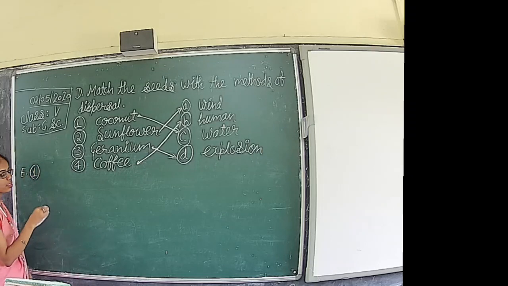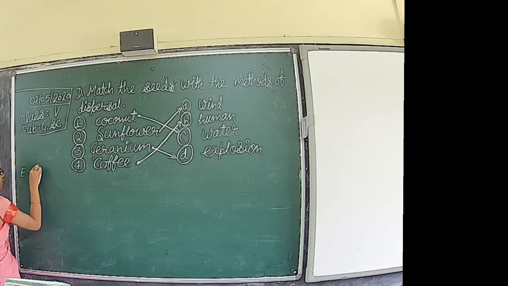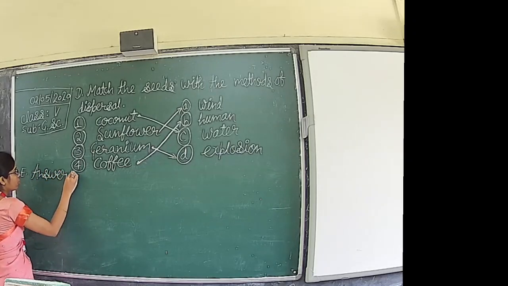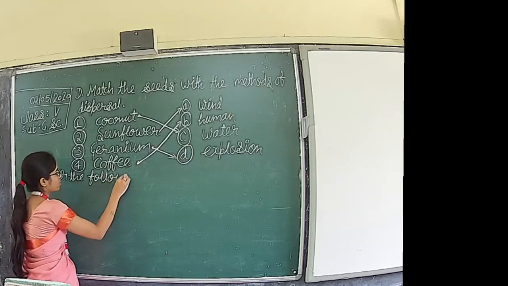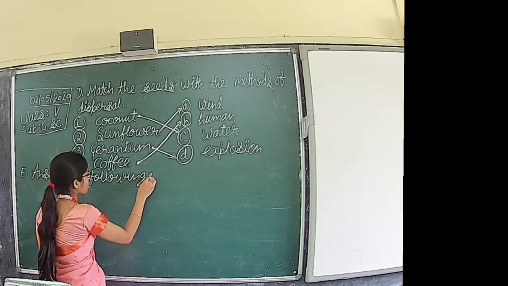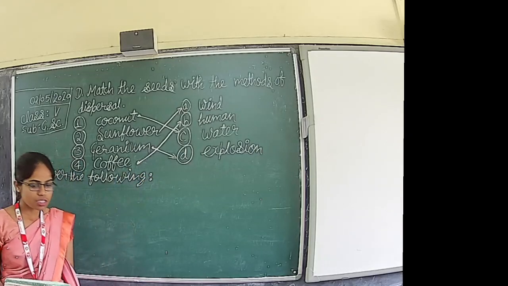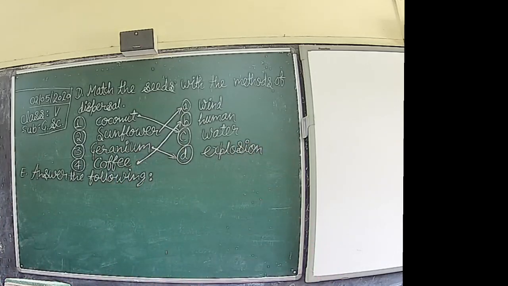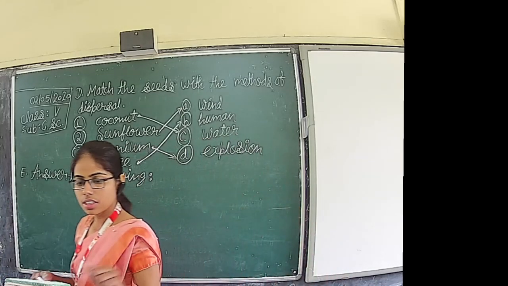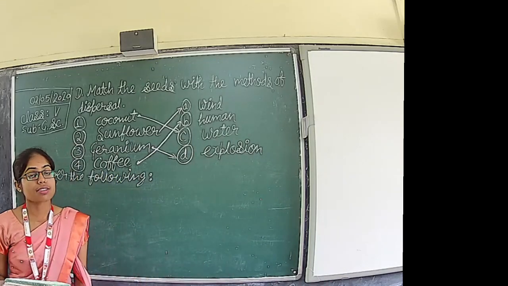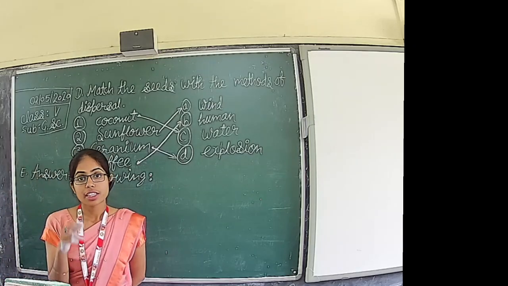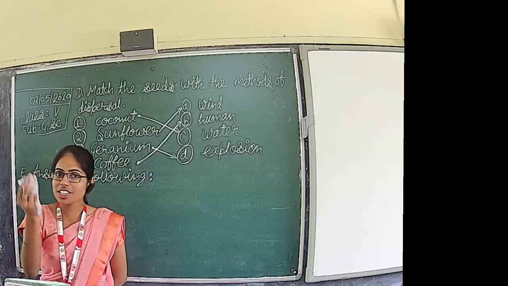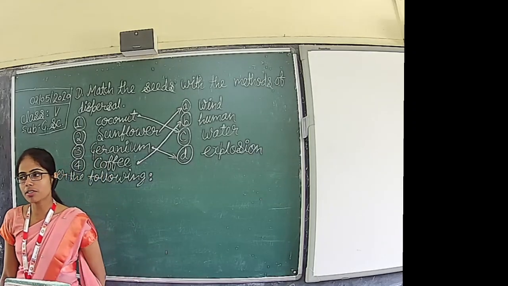First, you have to write here: Answer the following. Please note down these things along with me. The first question is, what is reproduction? How does it take place in plants? We have to write what was the name of the chapter? Reproduction in plants. And the first question is asked about the same.